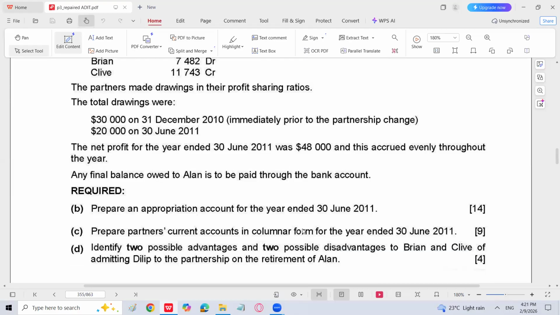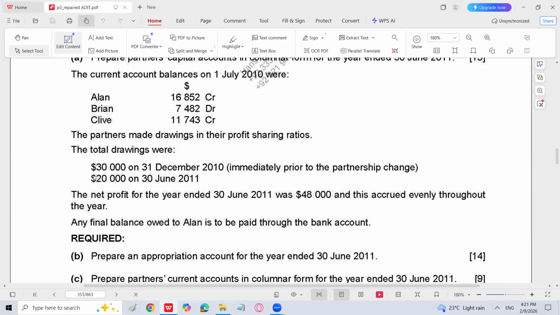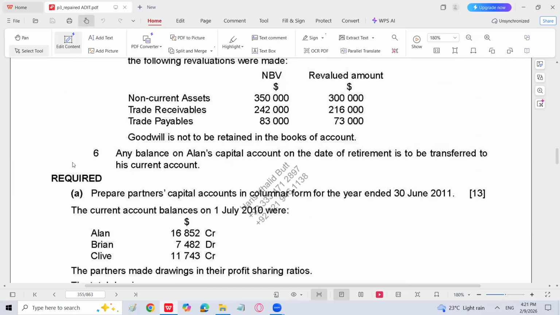Prepare an appropriation account for the year, current account and columnar fraud. So it is a very lengthy question. It carries 40 marks actually. It's a 40 marks question. We'll solve it all together.